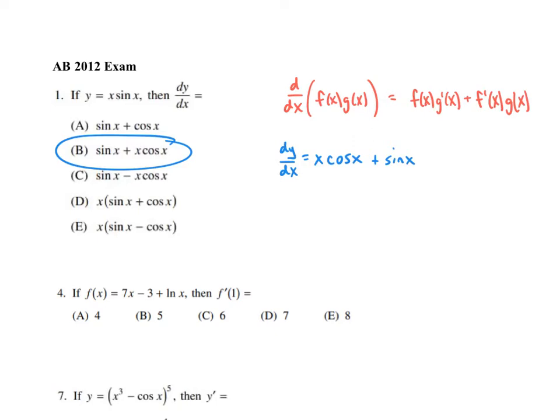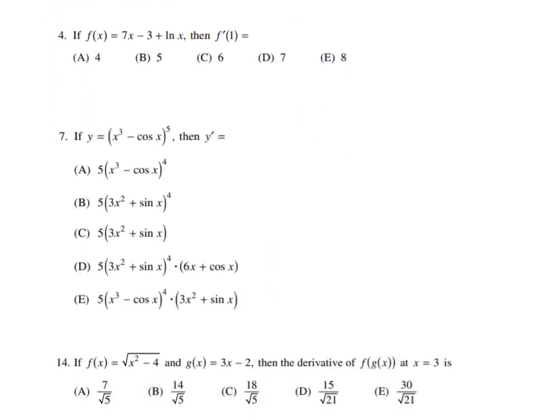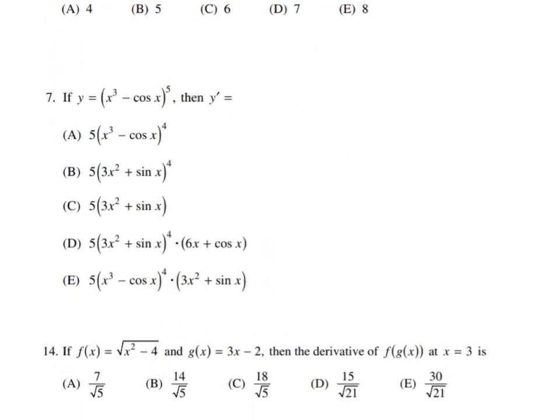Let's try number 7. With number 7, I want to just quickly review the chain rule. So the chain rule is if you have a composite function, so let's say it's f of g of x, and you take the derivative, it's the derivative of the outside, and you leave the inside, then you multiply by the derivative of the inside.